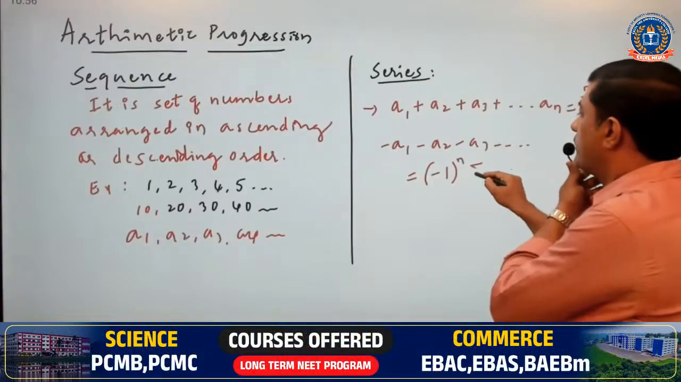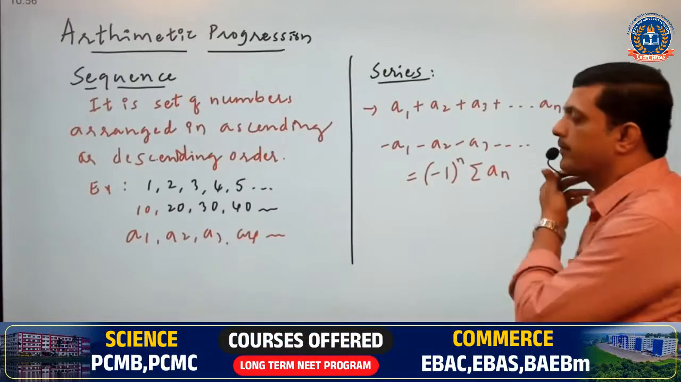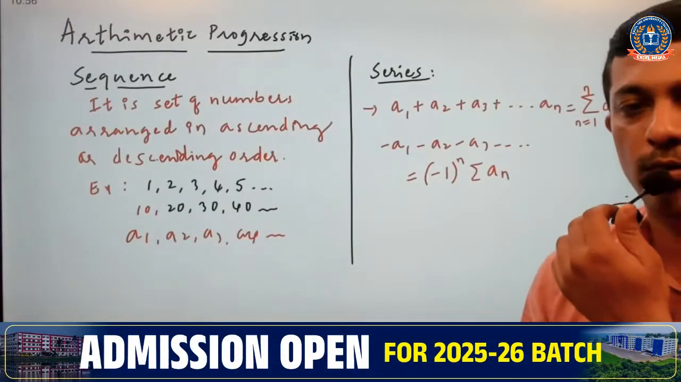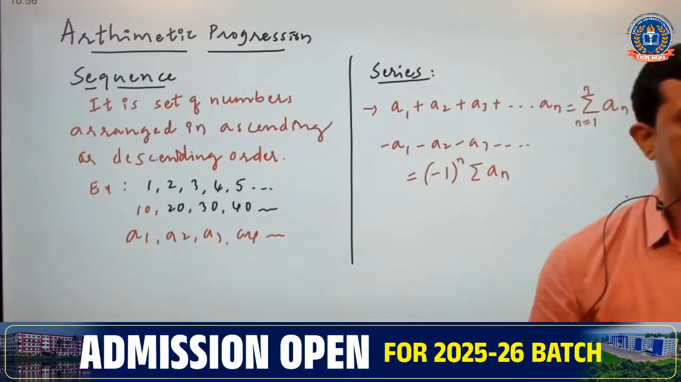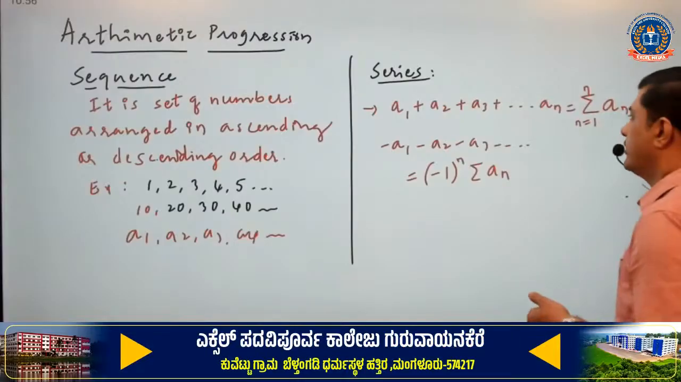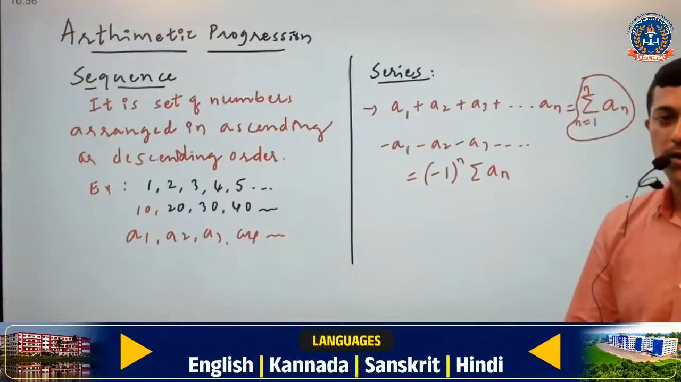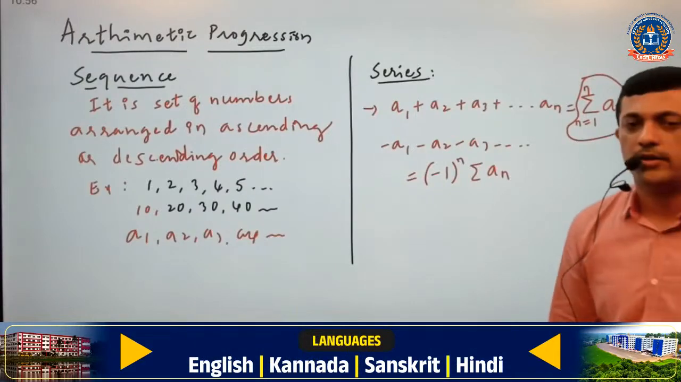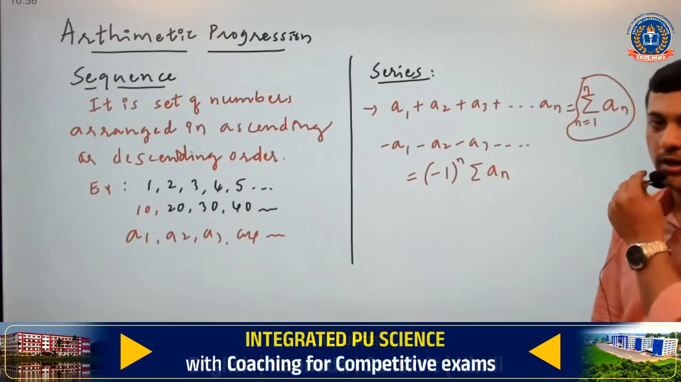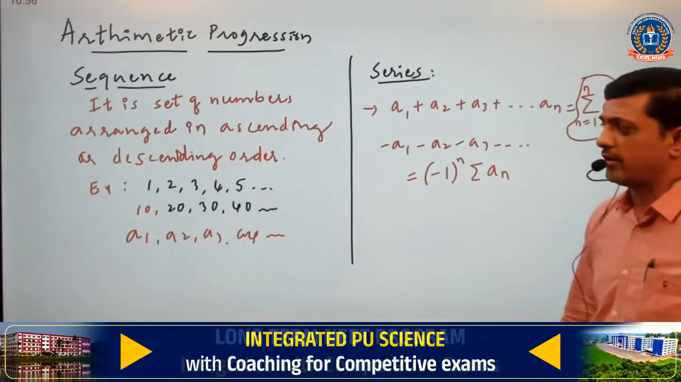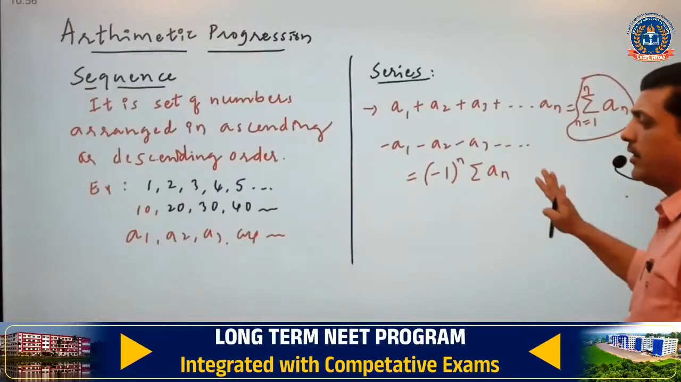Okay, and then we write summation of AN. We can take a minus common and we could write it as a summation, and this is what we call the sum of the terms or sum of the numbers. In some textbooks they also say sigma, and this is called a summation. This is the meaning of sequence and the series.